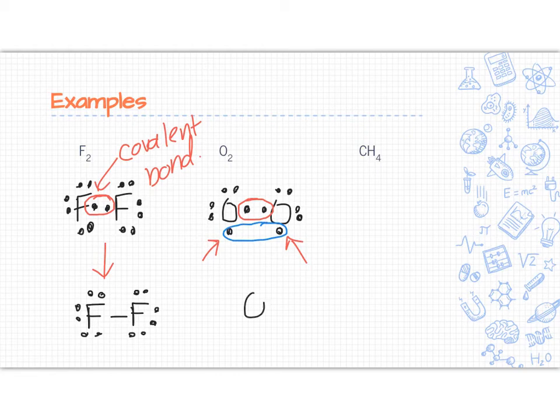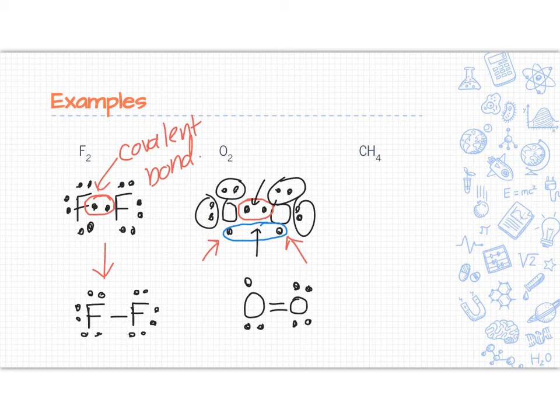So the final Lewis diagram for oxygen is going to have a double bond, with one line coming from each of those two shared pairs of electrons. And then we're just going to draw the other pairs of electrons here on our final diagram. So we're going to go 1, 2, 3, 4, and then 1, 2, 3, 4. This is an example of a molecule with a double covalent bond.